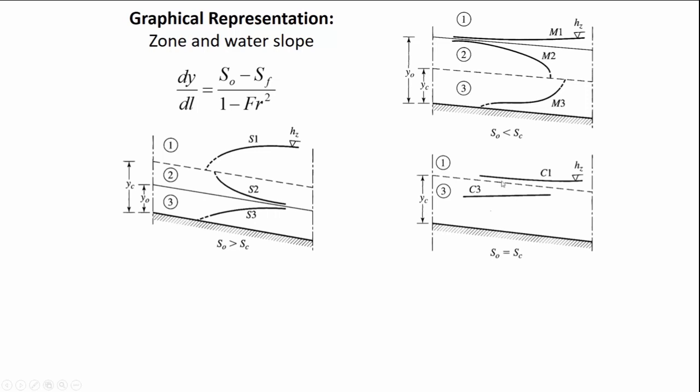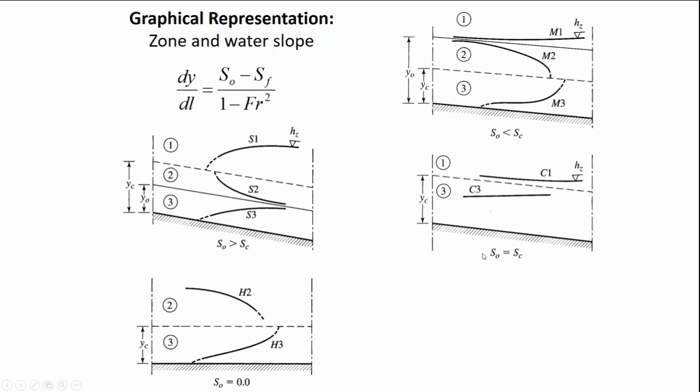There isn't a C2 profile, because in a critical profile the normal depth is equal to the critical depth, and so the water depth is either above the line or below the line because both of those lines are on top of each other. So that's why there's no C2 profile when the slope itself is critical.